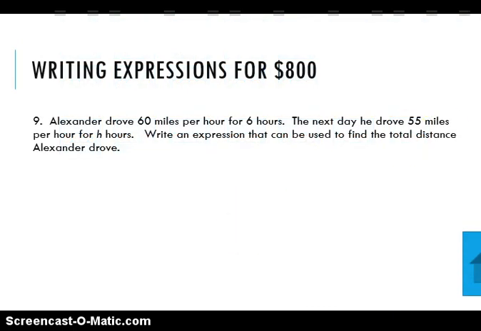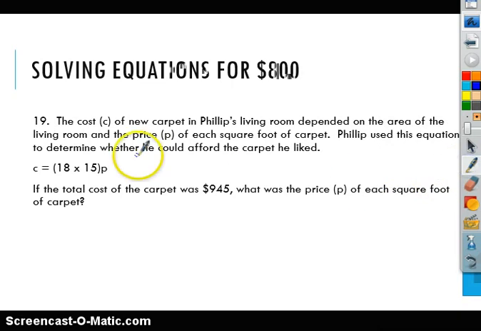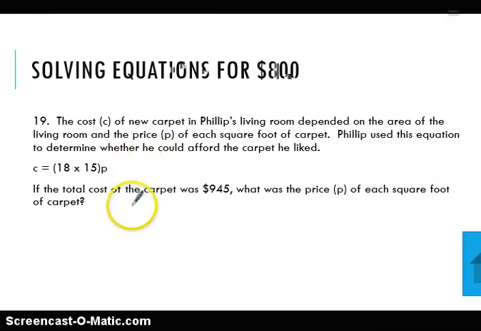Solving equations for 800. This is not what I want. The cost of new carpet in Philip's living room depended on the area of the living room and the price of each square foot of carpet. Philip used this equation to determine whether he could afford the carpet he liked. If the total cost of the carpet was $945, what was the price of each square foot of carpet? So cost was $945. I'm going to replace that for C.